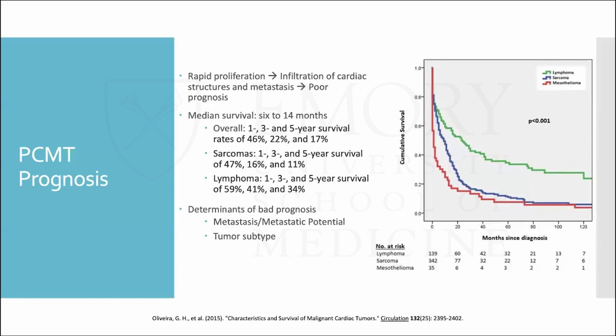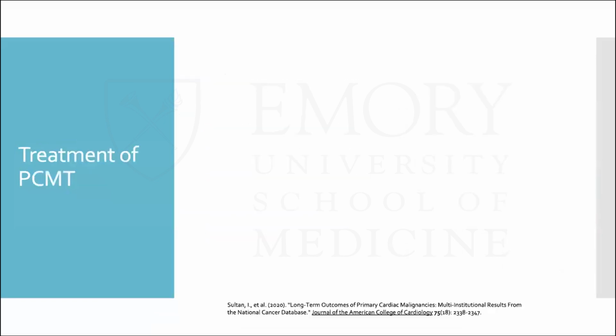Additionally, there has been some association between tumor subtype and mortality, particularly angiosarcoma, which portends a worse prognosis than other tumor subtypes. So the tumor subtype and whether the cancer has spread, or the potential of the cancer spreading, really determines the prognosis of the patient. The other thing that has portended the prognosis of the patient is whether or not the patient has received treatment, which makes sense.